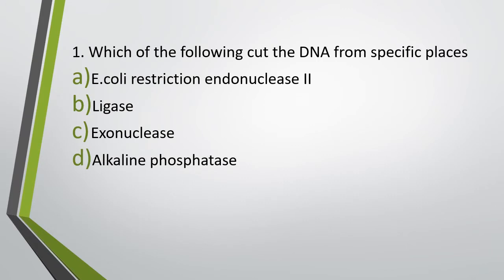Question number 1. Which of the following cut the DNA from specific places? E. coli restriction endonuclease, ligase, exonuclease, alkaline phosphatase. The correct answer is option A, E. coli restriction endonucleases.